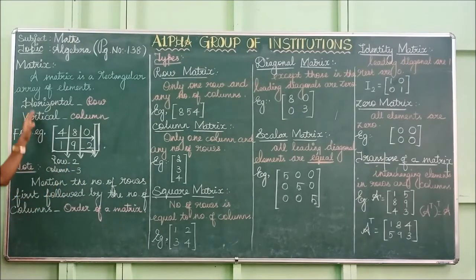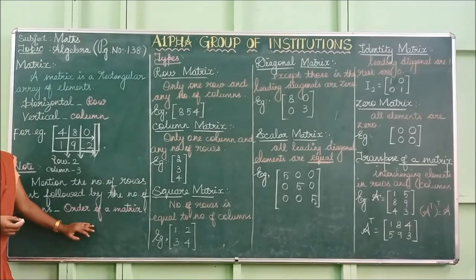So listen once again. A matrix is a rectangular array of elements. In this, horizontal elements are called a row. There are 2 horizontal lines. Then vertical is called a column. How many vertical lines? 3 vertical lines. So column is equal to 3. Then we are going to see about the order of a matrix.